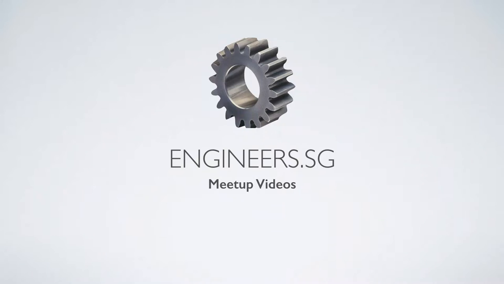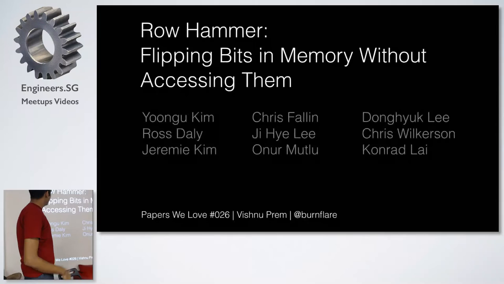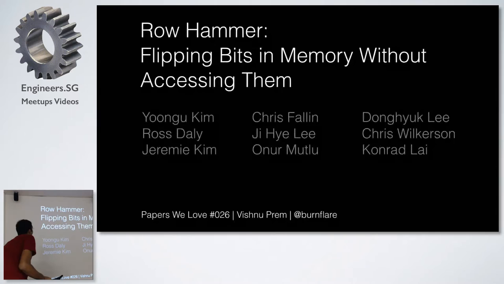Cool. So I'm the second talk of the day, and my talk is going to be about a paper with a pretty long title. It's called Rowhammer: Flipping Bits in Memory Without Accessing Them, colon, Even More Stuff. An experiment in something, but that doesn't really matter.